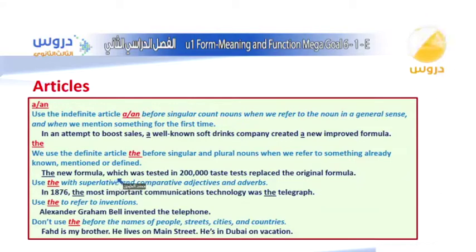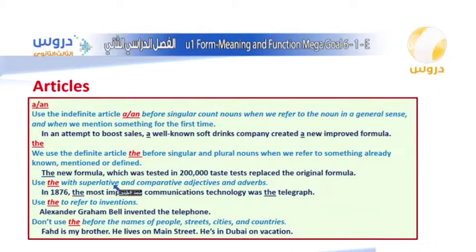The new formula, which was tested in 200,000 tests, replaced the original formula. So here, the new formula is mentioned for the second time. This is the first time in the text, and when we complete the text, we can find the new formula. So it's mentioned for the second time. It's mentioned before, so we used the.